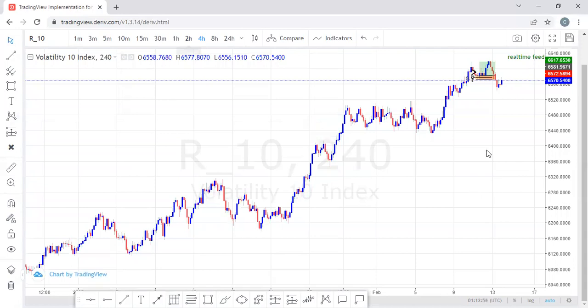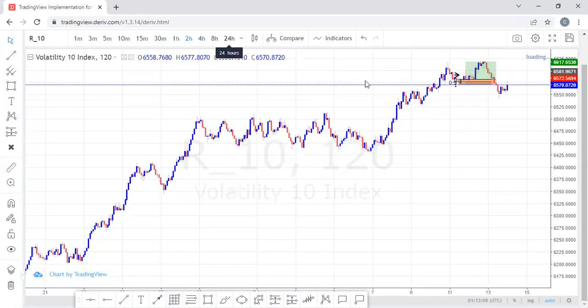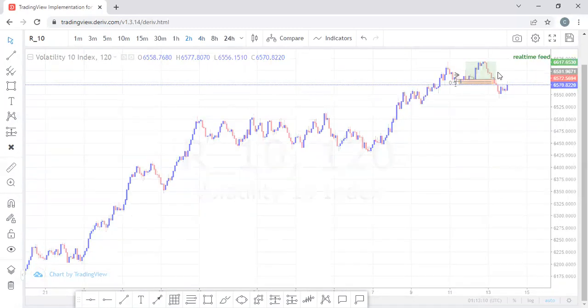Looking at this chart, I see that the market has gotten bearish. We have a bearish structure now on this one. Let me look at D1 first to see what's happening on D1.